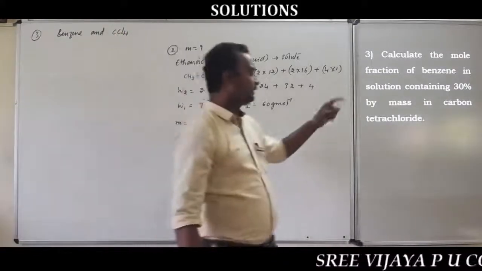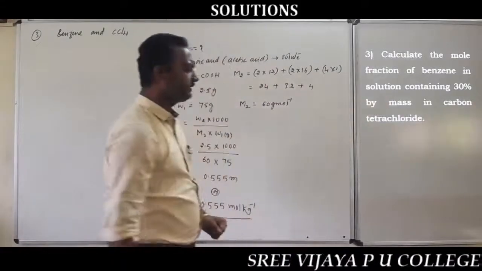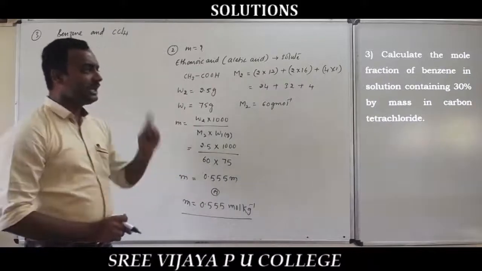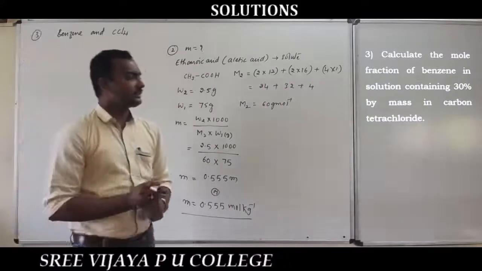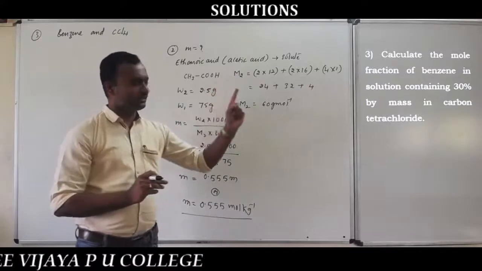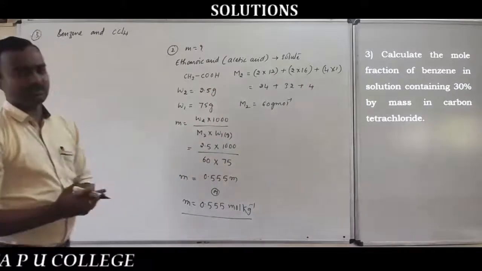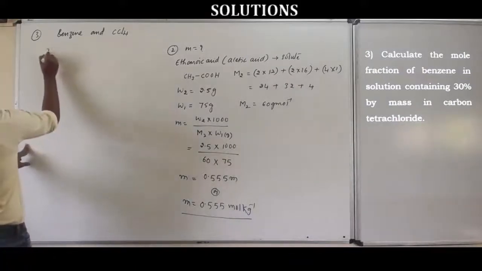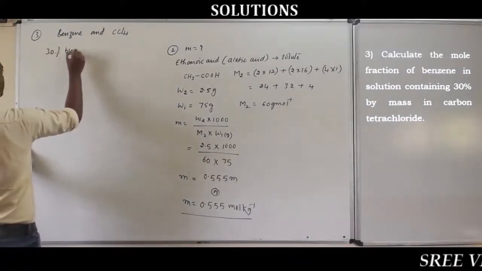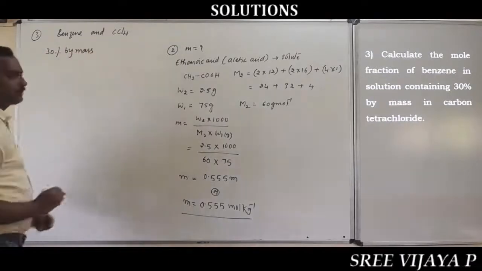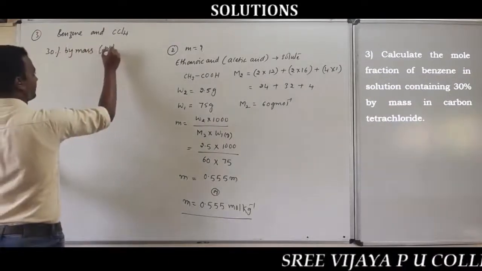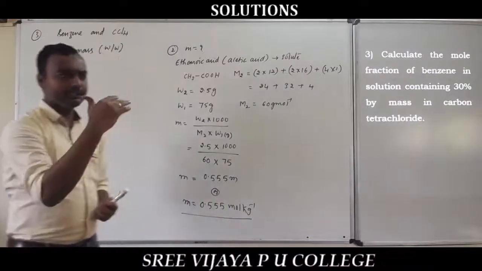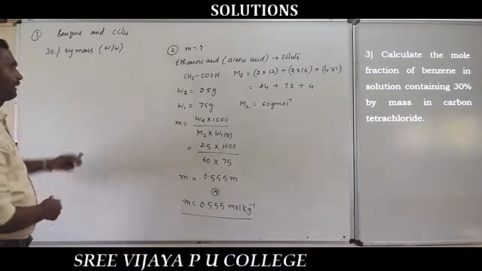The solution contains 30% by mass, it says. That is, the mole fraction of benzene you have to calculate. A solution containing 30% by mass of benzene. How much percent is benzene? 30%. How much percent remains? 70%, that is carbon tetrachloride. And the solution contains 30% by mass. 30% by mass means W by W, that is what we call mass percentage. So both denominator as well as numerator must be mass.